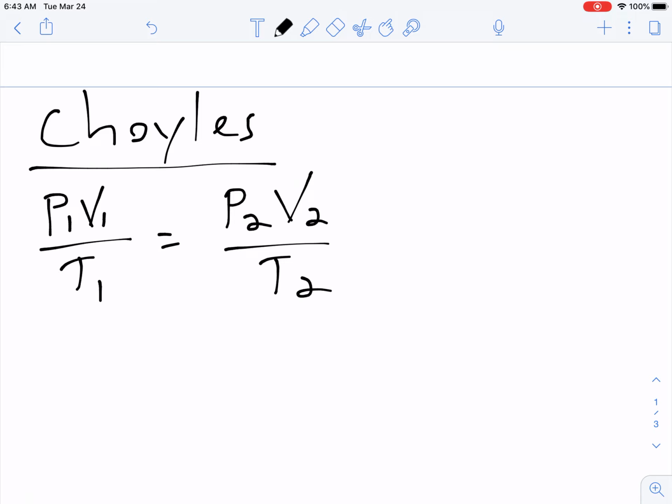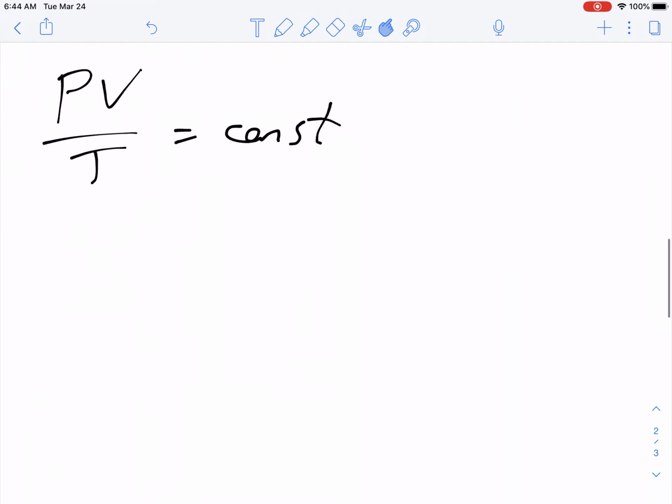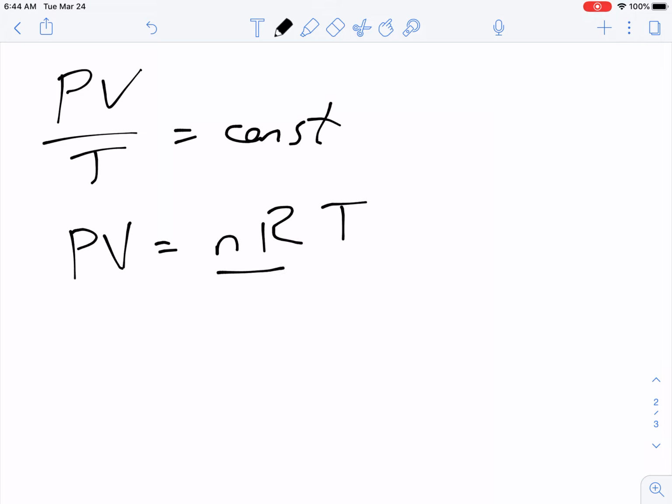In other words, PV over T is constant, which is what we just said previously. The fact that those are constant means that PV equals a constant times T. There's your constant. Another version of that same equation is PV equals nRT. These are the combined gas laws, the ideal gas laws, where nRT is your other constant.